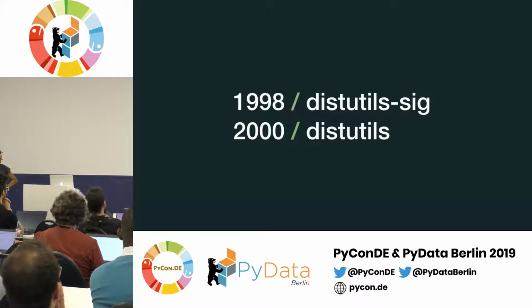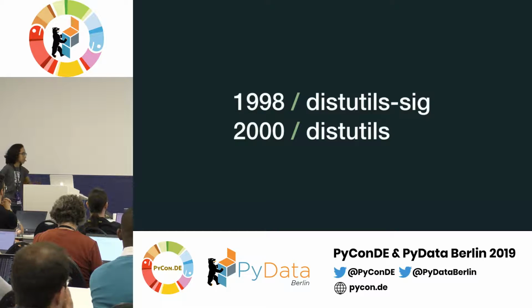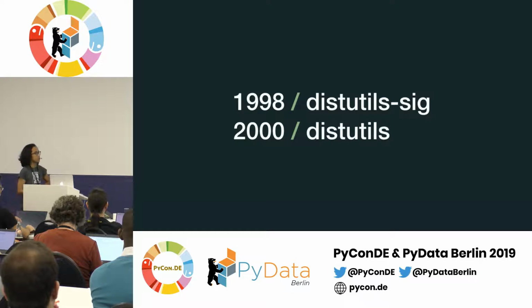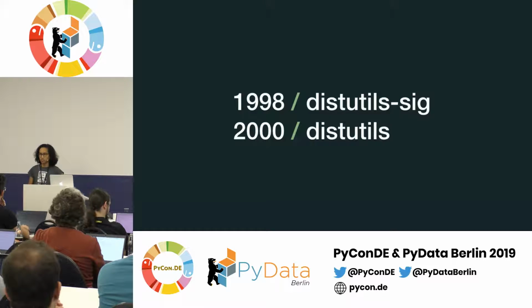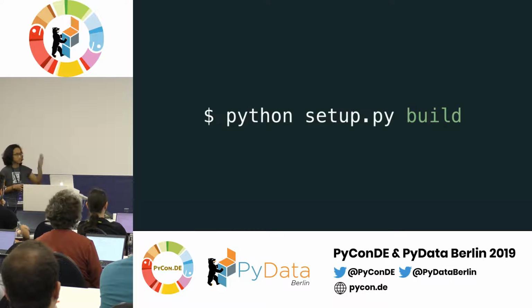So in 1998, the distutils SIG mailing list was formed to discuss the design, implementation, and maintenance of a suite of module distribution utilities for Python. And so this eventually became distutils, and distutils in 2000 was shipped with the Python standard library 1.6. And distutils gave us this command, python setup.py build. With this command, you could put the files into a build directory and simply install it. And if you had any C extensions, it would compile those too.